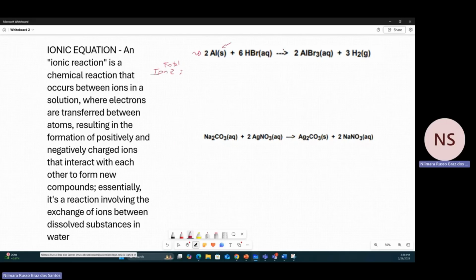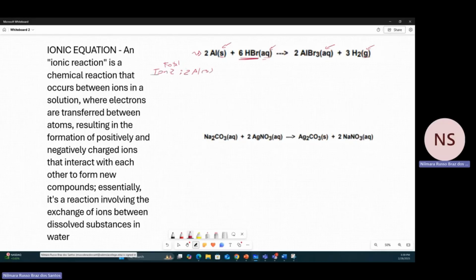I have a solid over here. Remember, to be free, the solution must be aqueous. So then we're going to have ions. If it's a solid, we don't have ions. The gas will escape from the aqueous solution unless it's a closed system. So here, aluminum will be aluminum. I will not change it because it's solid.